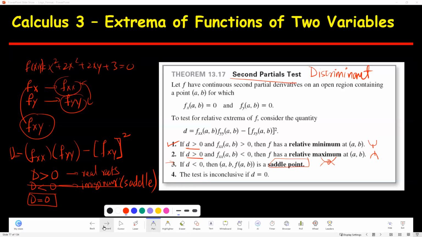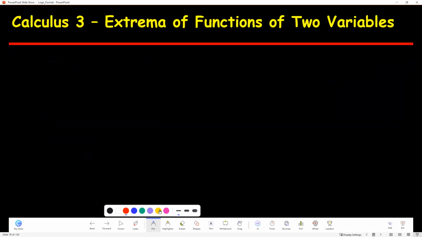So I'm going to take some examples and go over them. We'll take a look at some examples for the second partial test and go over that.